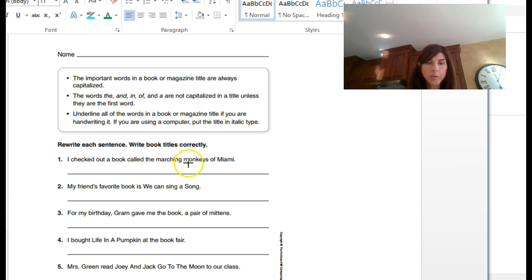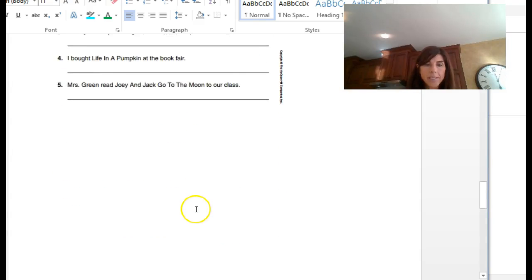I checked out a book called The Marching Monkeys of Miami. The is going to be capitalized, remember, if it's the beginning of the title. And Marching Monkeys of does not have to be capitalized, but Miami does. So please write the entire title, and remember little words, not capitalized unless at the beginning. Okay, so go ahead and do the rest for practice.